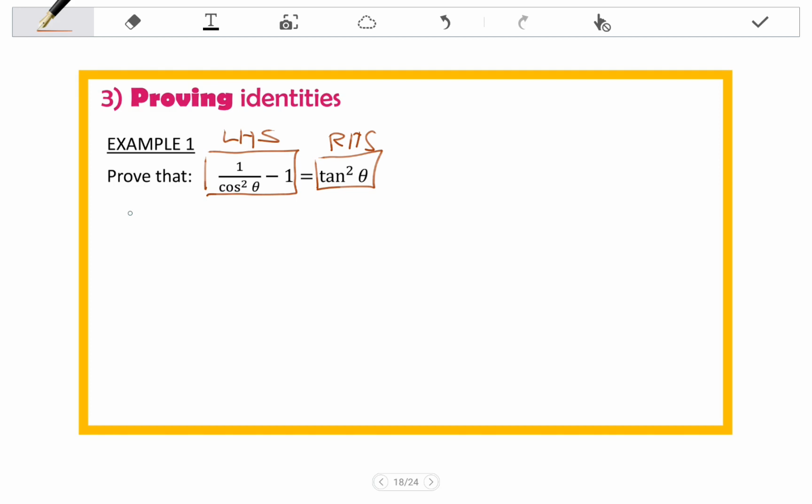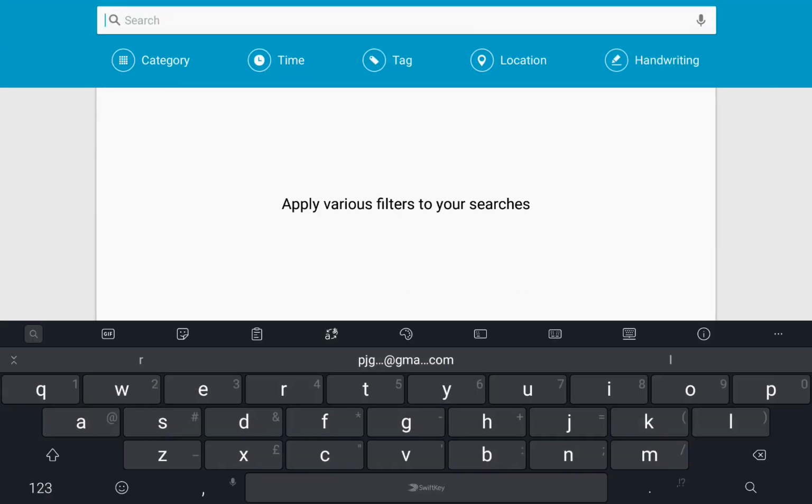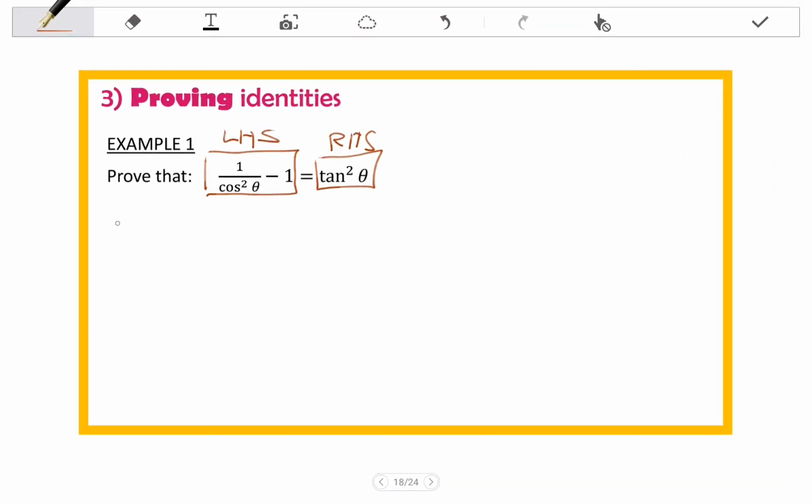Okay, so let's start with the left-hand side, which looks more complicated in this one. Okay, so left-hand side equals 1 over cos theta all squared minus 1. Okay, now I have a fraction minus another term. I've got two terms with a fraction. I'm going to write this as one fraction with a lowest common denominator, which in this case is cos theta all squared.